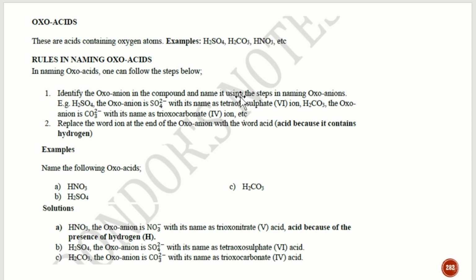The last thing we want to look at is oxo-acids. Oxo-acids are basically acids containing oxygen atoms. So we call them oxo-acids. To name them, you first of all identify your oxo-anion in the compound using the steps you used earlier in identifying oxo-anions. And when you are done, you replace the word ion in your oxo-anion with the word acid.